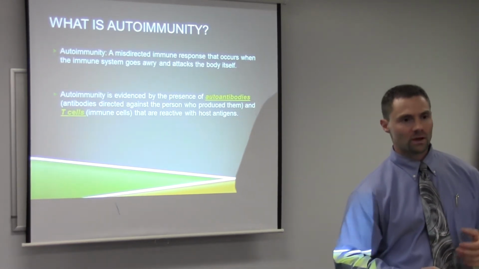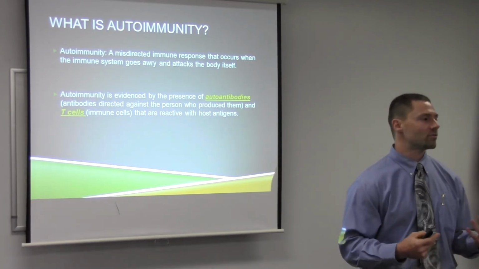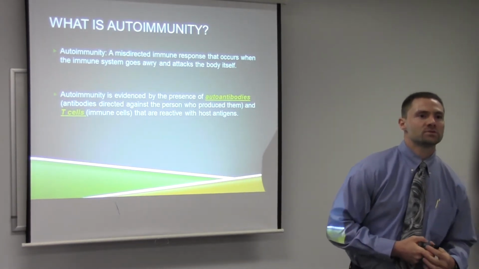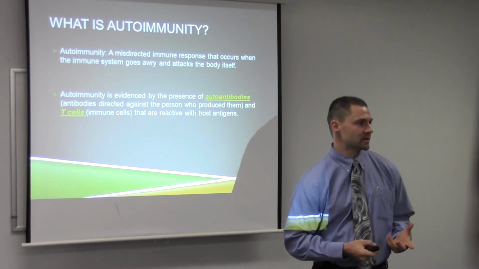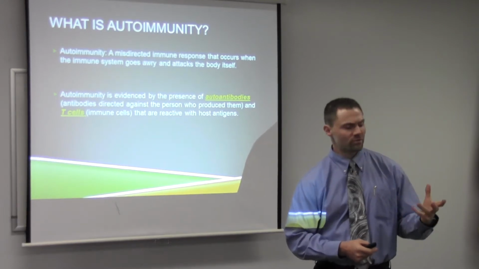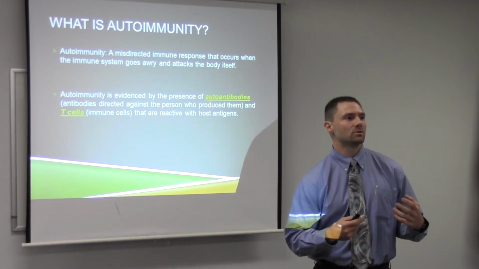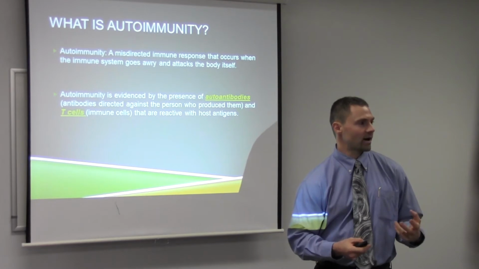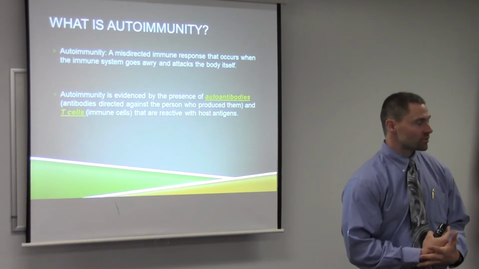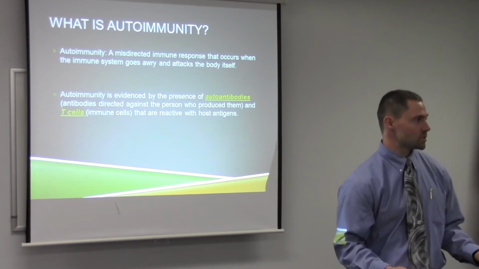So we're all on the same page, it helps to have a standard definition of autoimmunity. It's a misdirected immune response that occurs when the immune system goes awry and attacks the body itself. The immune system is a very efficient system. If it sees a bacteria or a virus, think about how you feel when you develop a cold. You feel worn down. The body is redirecting all of its resources not towards energy production for you, but towards energy production for the immune system, so it can overcome whatever that immune challenge is.